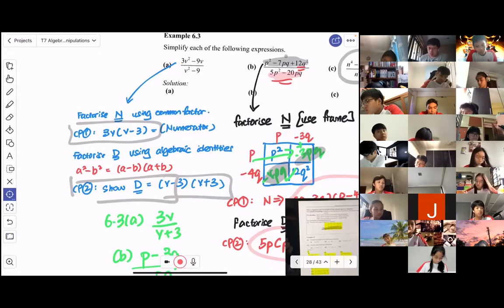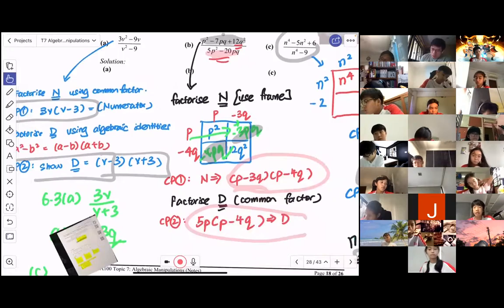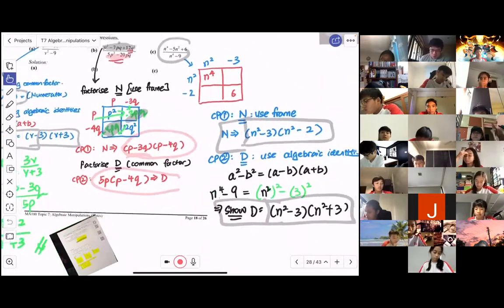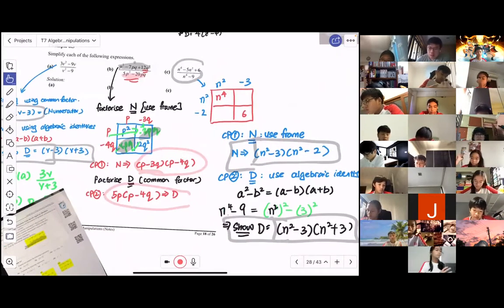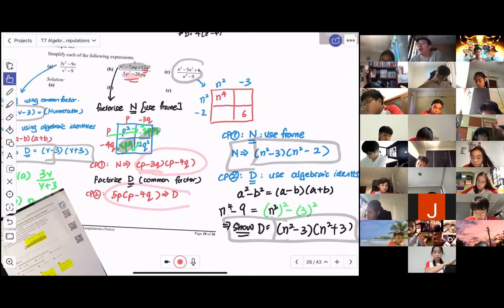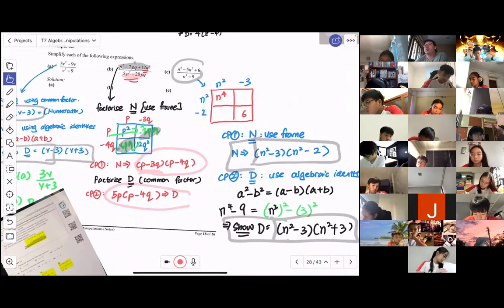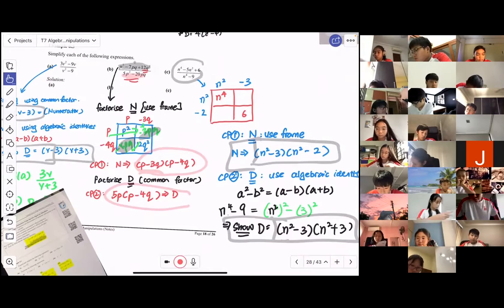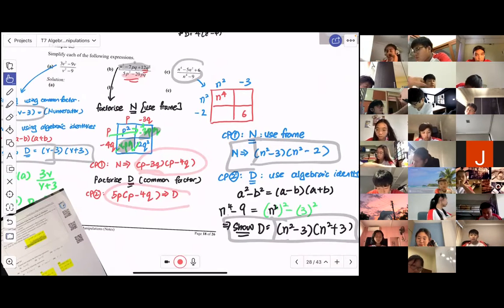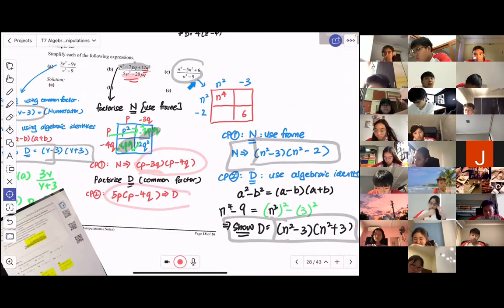Okay, one student got 6.3c wrong. I just want to ask for your attention at this. Yes, correct. (ab) to the power 2 is a to the power 2, b to the power 2. Okay, 6.3c. Where's the boy who asked this? I'm looking at you. Can I just check?